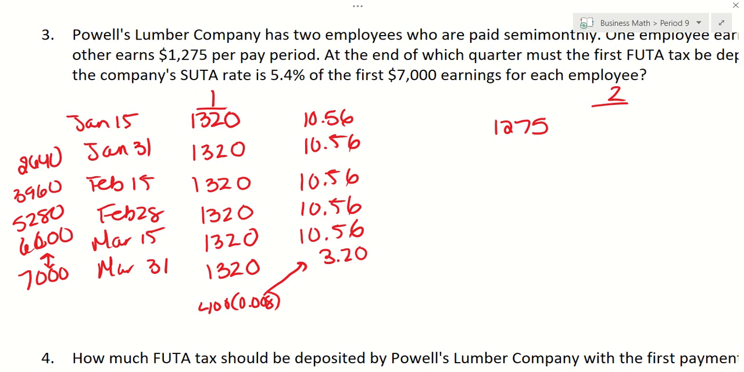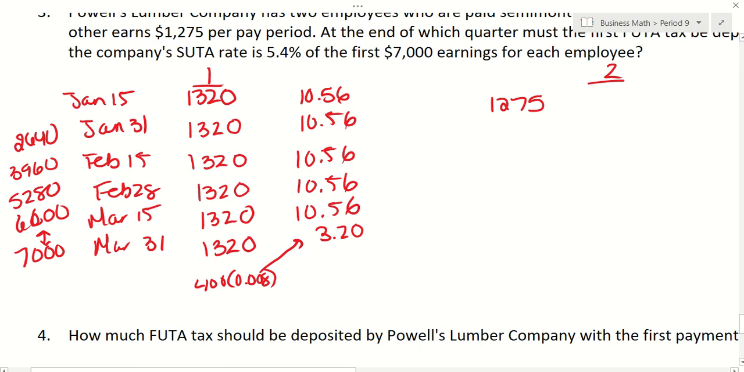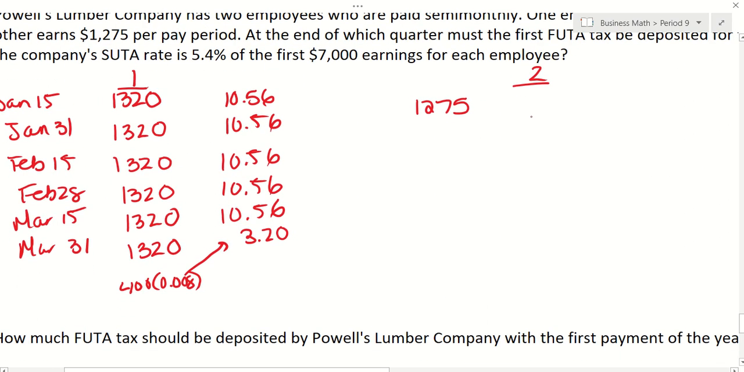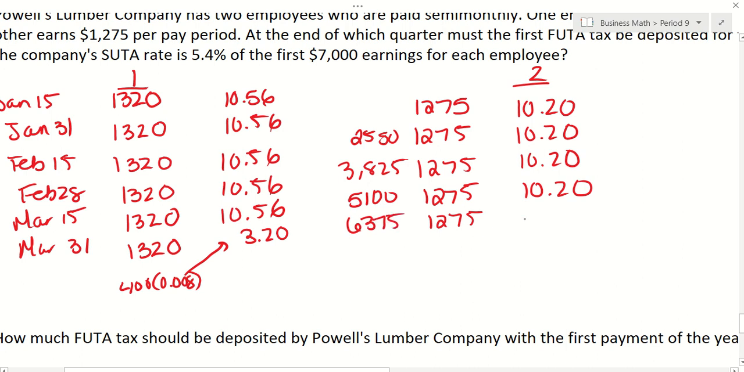Then we move on to employee 2. They're 1,275. When you multiply by the rate of 0.08, you end up with 1020. Now do a running tally. 1,275 would make me at 2,550, 1020. Add another 1,275. Where am I at? 3,825. Not there yet. 1020. Another 1,275. Add it on. I'm at 5,100. Not there yet. 1020. Another 1,275. I'm at 6,375. Not there yet. 1020. Another 1,275.